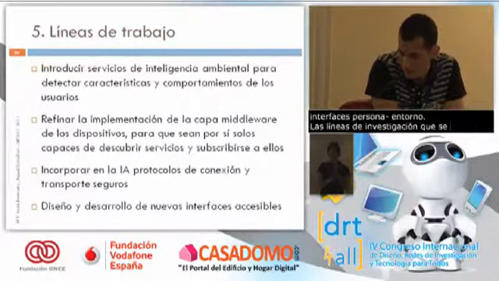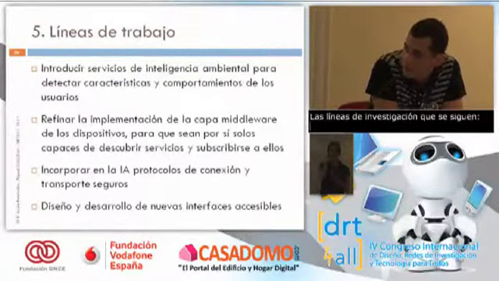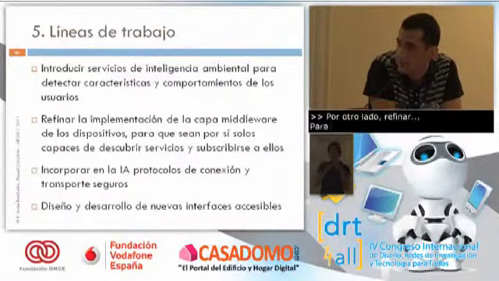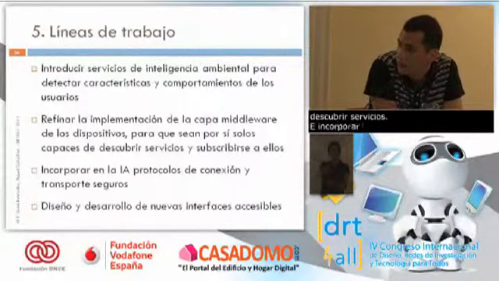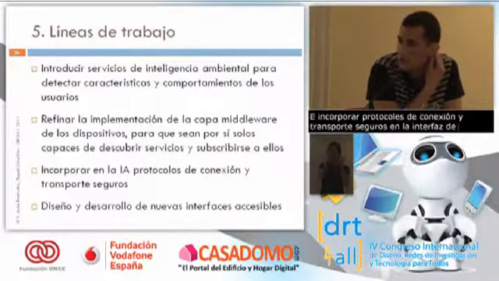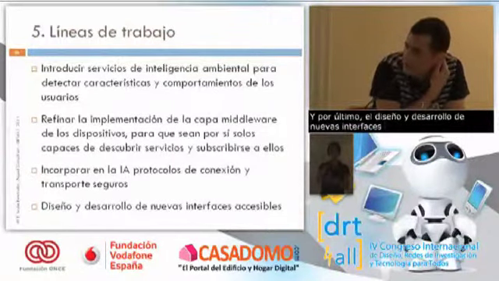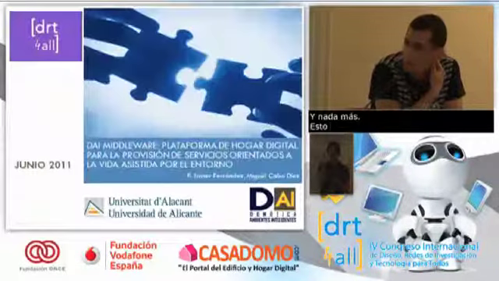Now, the different lines of research are the introduction of artificial intelligence services, to learn about the users' performance, users' customs or habits, and the different levels of the devices, so that we can also enable the user to discover the different services and to subscribe to them, and to introduce connection protocols, and safe transport of the access interface, the safe access of the interface. And lastly, the new interface access systems for people.